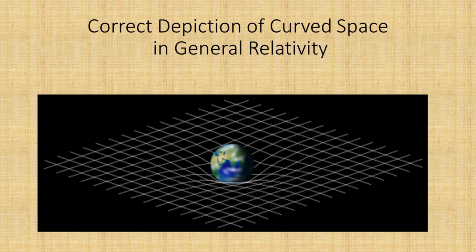Here is a common depiction of the warping of space in general relativity. There are, however, several problems with this. First of all, the grid is two-dimensional, not three-dimensional. But also, the Earth is still three-dimensional. To make it a more consistent illustration, the Earth would have to also be two-dimensional.